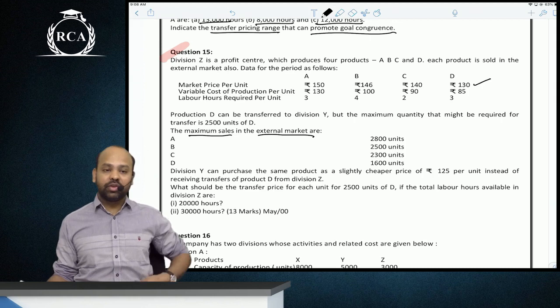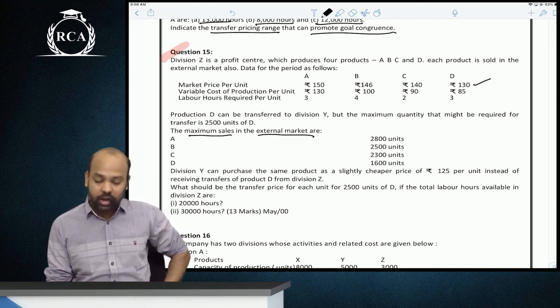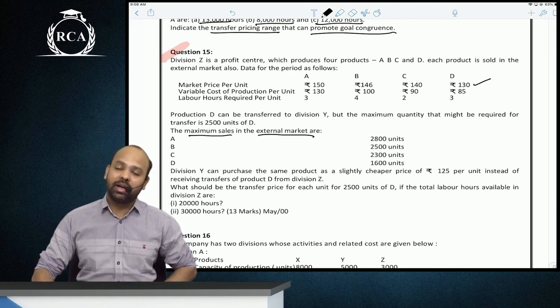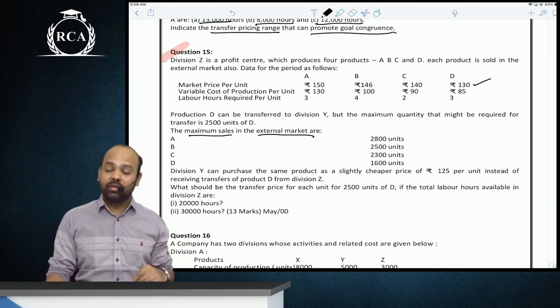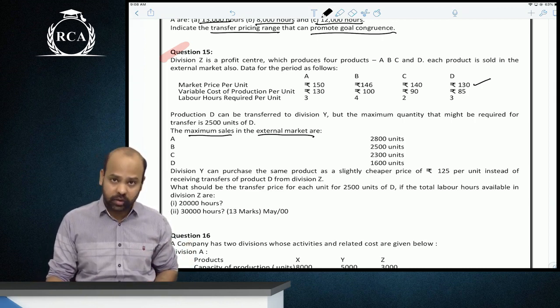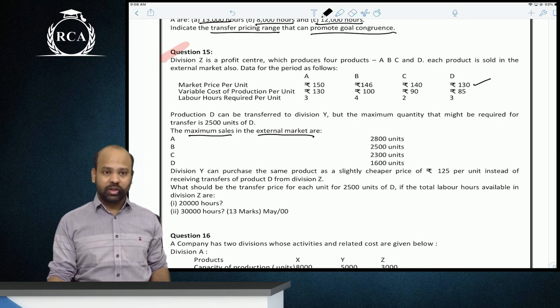तो ये हो गया division or product D. We are able to sell in the external market at 130 rupees and the other division is able to procure from the external market at 125. Do not jump to conclusions that we should not transfer.